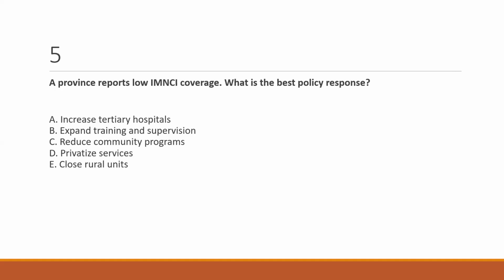The fifth MCQ: a province reports low IMNCI coverage. What is the best policy response? A, increase tertiary care hospitals. B, expand training and supervision. C, reduce community programs. D, privatize services. E, close rural health centers. B, yes, B is the right answer.